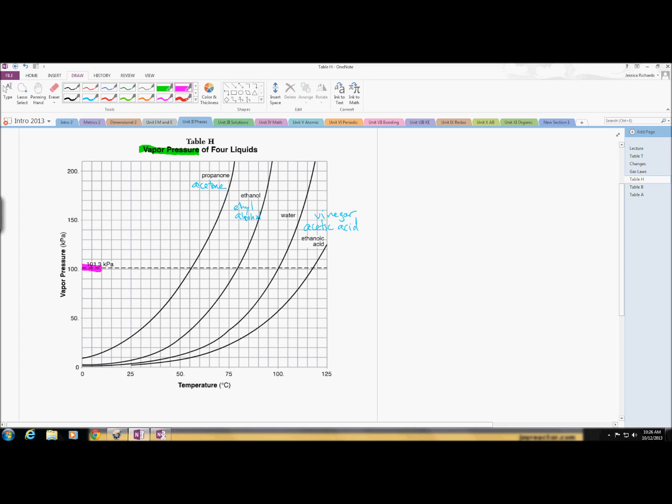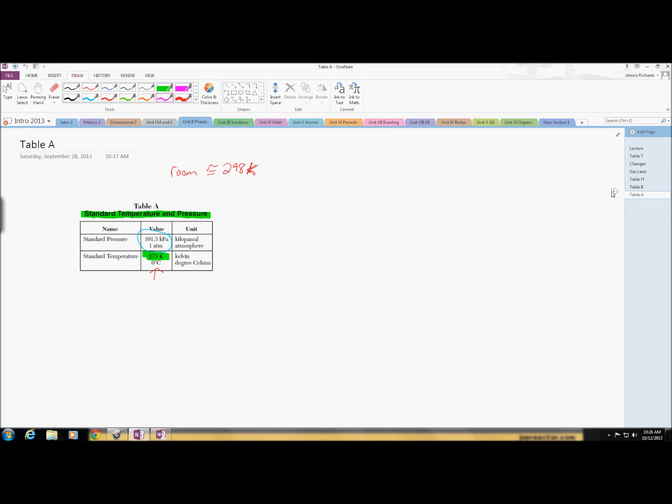I also want you to take a look at this. They put this weird dashed line across your graph. So that's not really a normal thing to do. And they label it specifically 101.3 kilopascals. When you look, this side of your graph, your vapor pressure in kilopascals goes up by tens. So 10, 20, 30, 40, 50. They're very, very specific here that this is at 101.3 kilopascals. That's because, it should sound familiar, 101.3 kilopascals is the standard pressure in kilopascals.